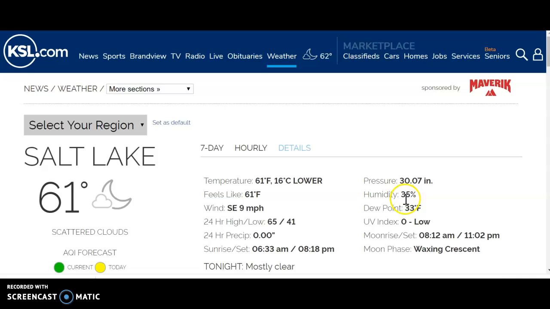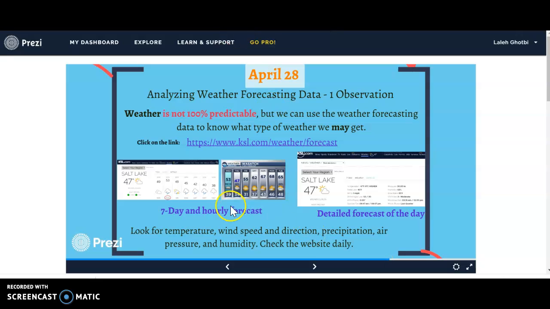Humidity is 35%. It means out of 100 molecules of air, 35 of them are water vapors. We don't care about the rest of them in our class in 4th grade. You can go over them if you want to. I'm going to go back to the slide.